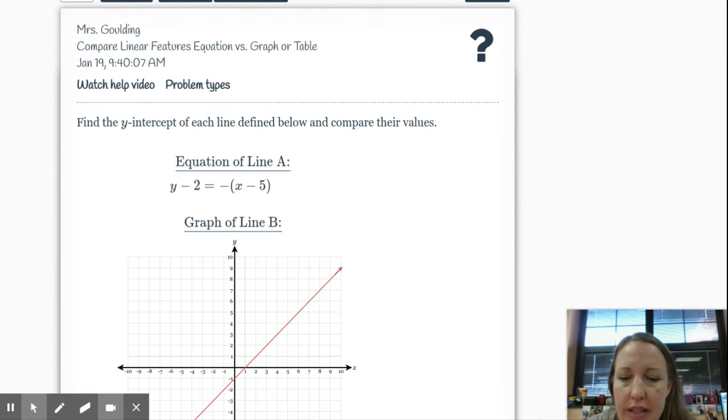So basically here, you're given two different equations, in two different lines. In one, you're given an equation, and it's written in point-slope form, and the other, you're actually given the line.